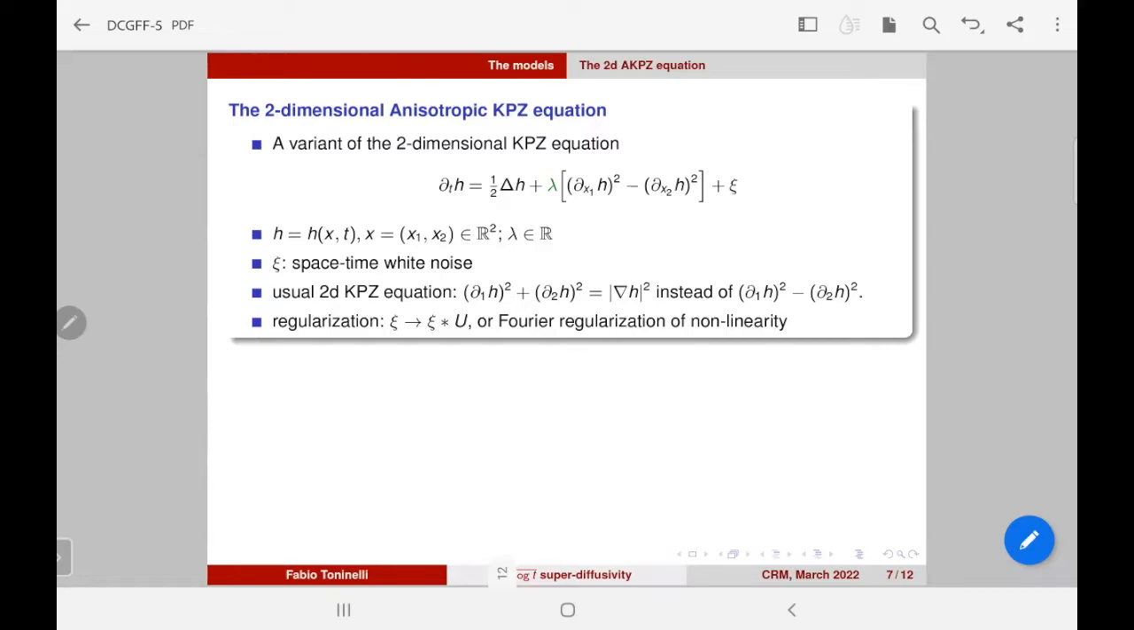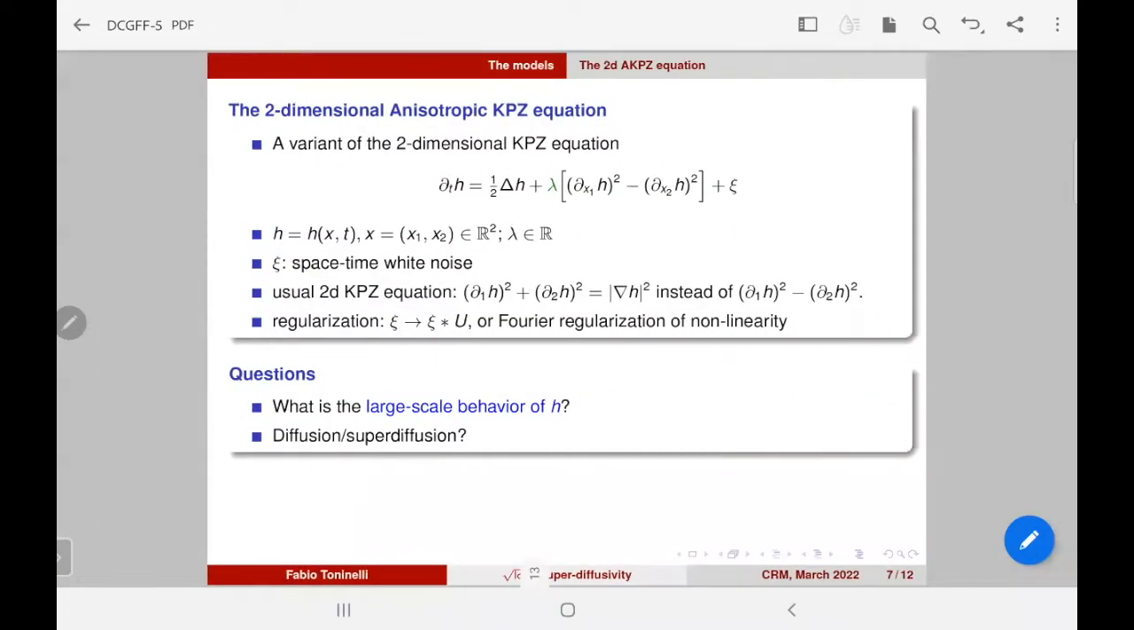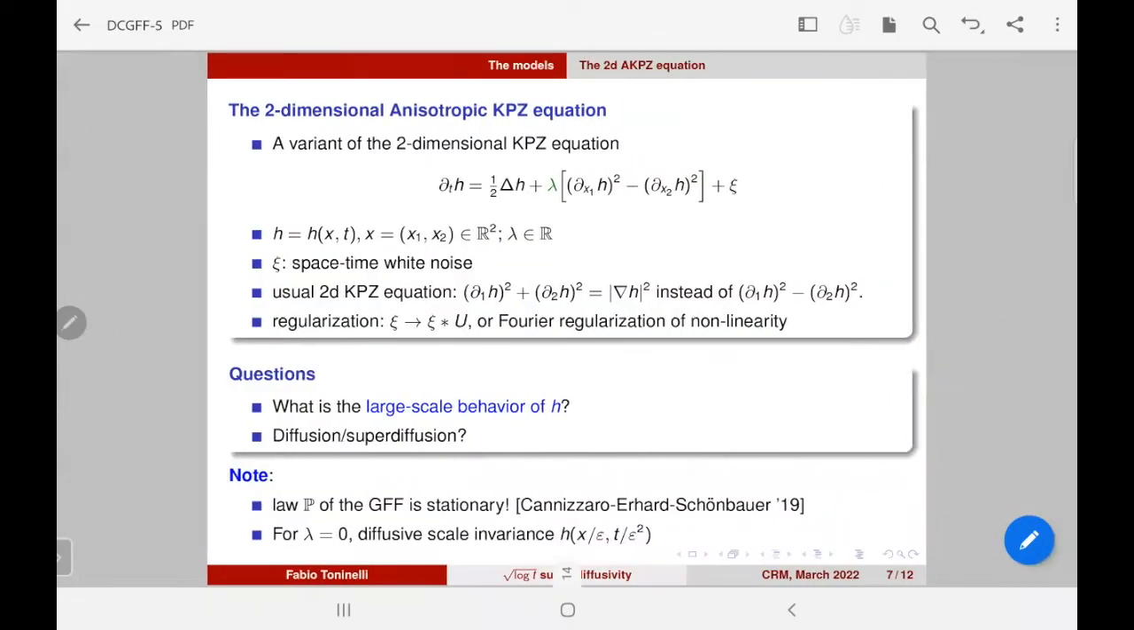And then the question, okay, once you regularize it, the job is not done, because then the question is, how does this process behave on large scales? In particular, is it diffusive? Is it superdiffusive? Again, like for the previous one. And there are two important remarks. First of all, okay, let me make first the second remark.